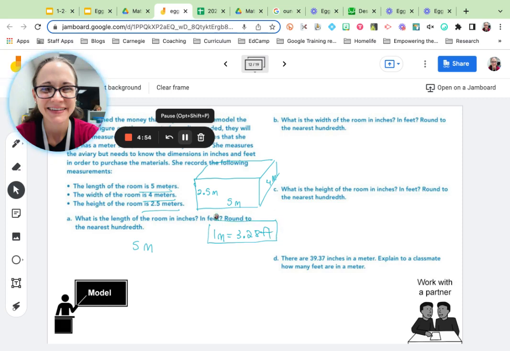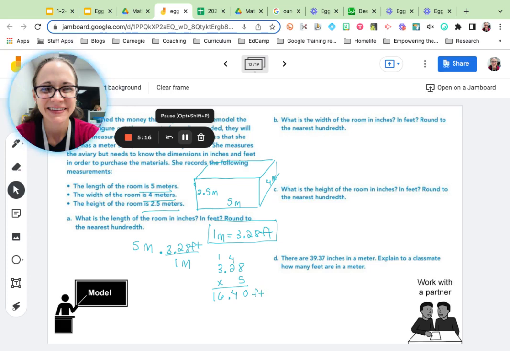Now we have 5 meters. So using the unit rate method, we can take 5 and multiply it by 3.28 feet over 1 meter. And that will tell us the number of feet. So we could say that the length of the room is 16.4 feet.